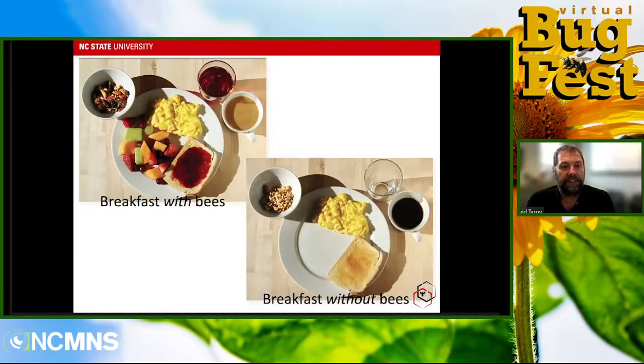Just to visually see what a world without bees would look like, we can look at our breakfast plate. A breakfast with bees has nuts and dried fruits in the granola, jam on your toast, fruit salad. Even the milk in your coffee can result from bees pollinating alfalfa, which is then grown and fed as hay to our cows. So even milk products have some connection to bees and other pollinators. Breakfast without bees looks much more stark and is not nearly as nutritious.